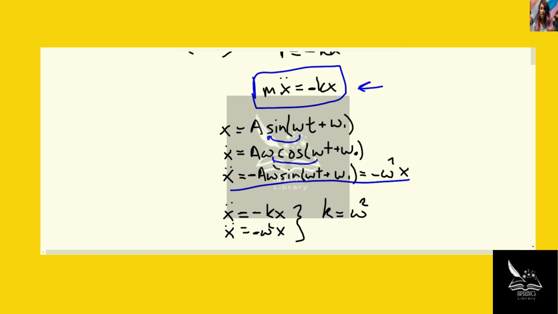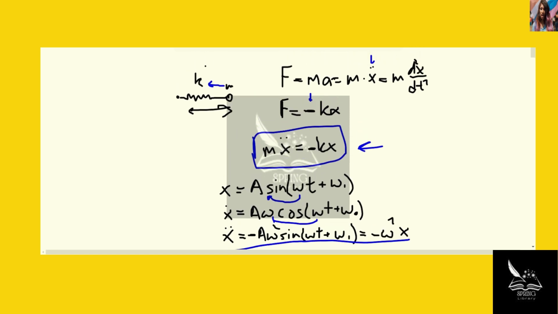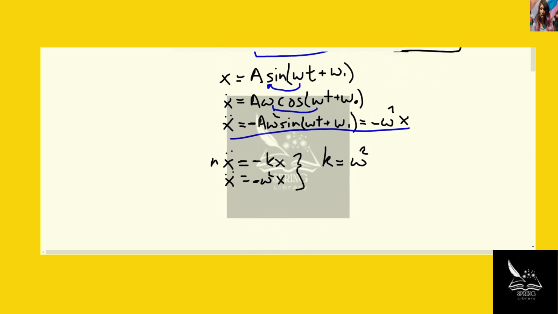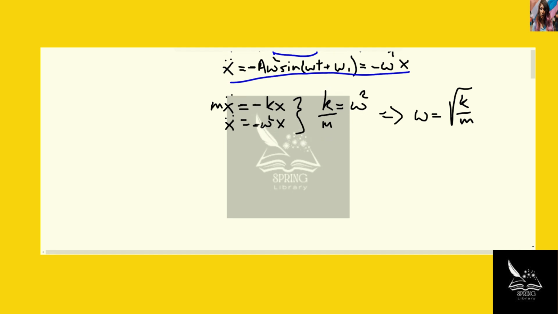There was a small mistake here because we have the m here, which means that we have x double dot equals minus k over m times x. Okay, so this is the one we should have compared. So we forgot the m, and that's k over m equals omega squared, which leads to the omega we had in our equation being equal to the square root of k over m. All right, so this is important.